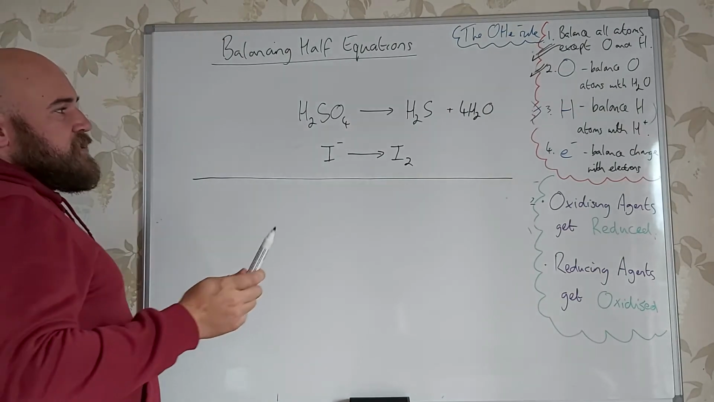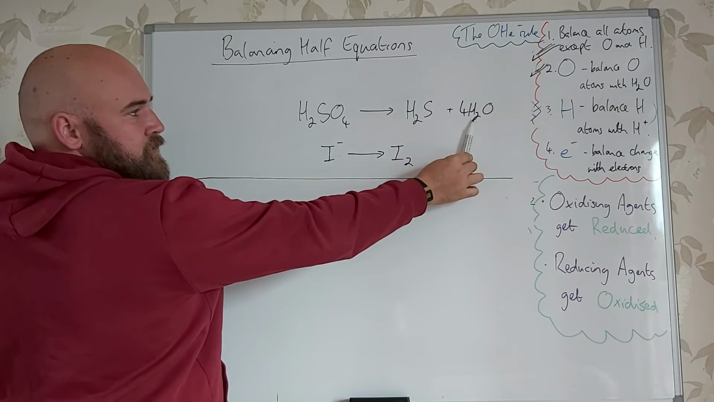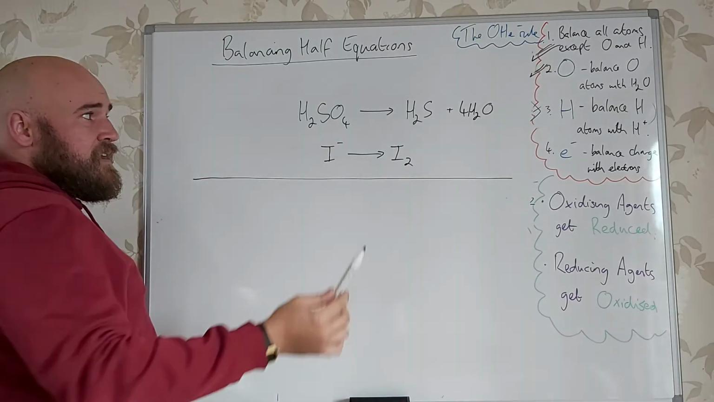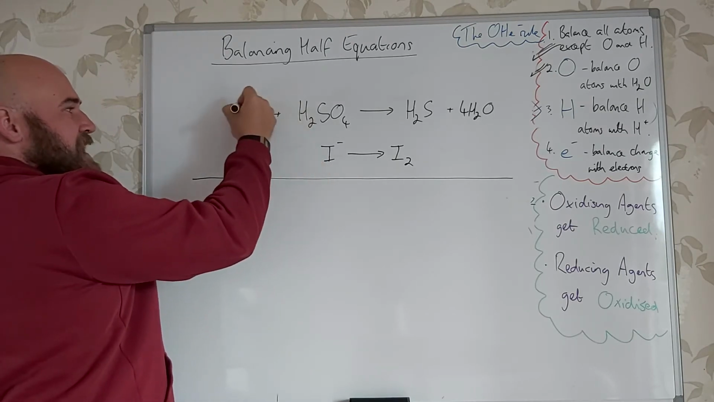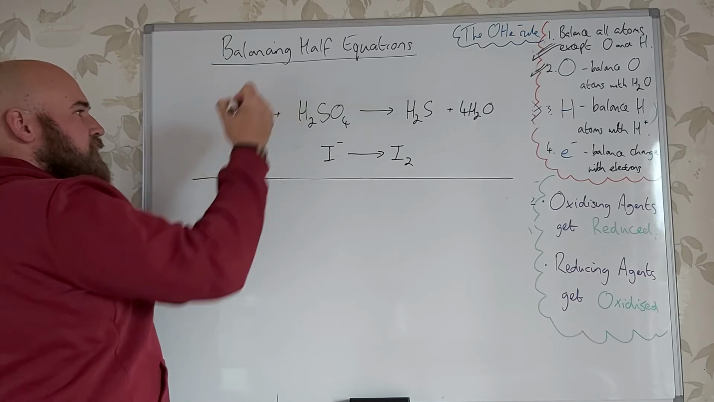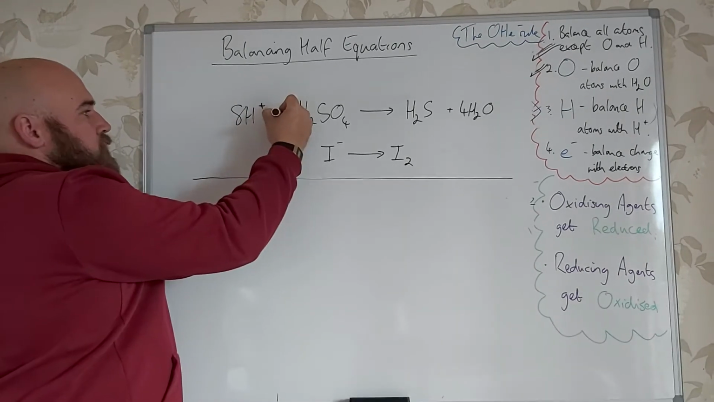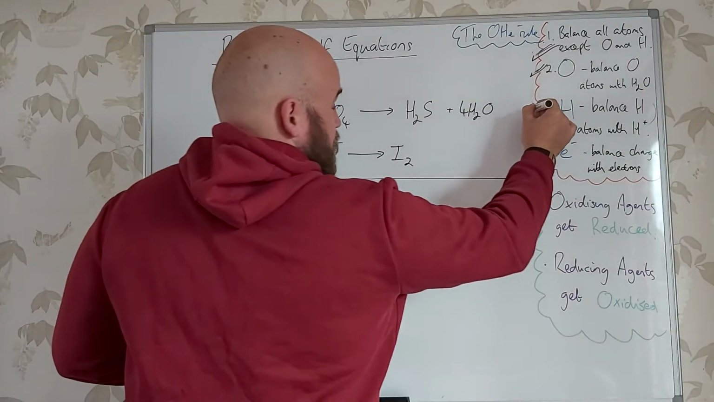So just be cautious here. You can see in total I've got 8 hydrogens there, 2 there. So I've got 10 hydrogens on the right hand side. On the left, I've got 2. So that means I need another 8 hydrogens on this side. Okay? And then I need to balance the electrons.